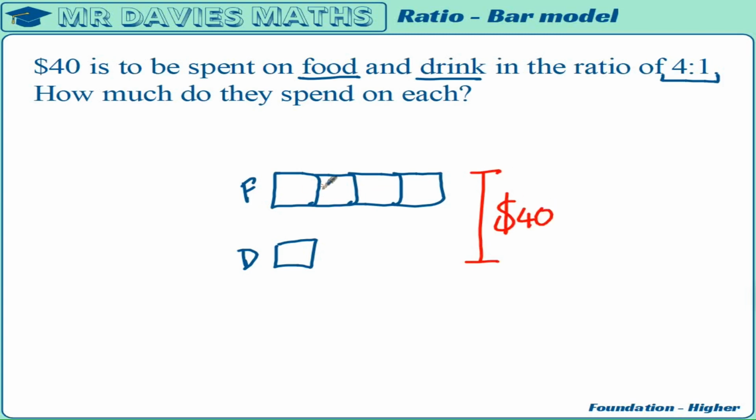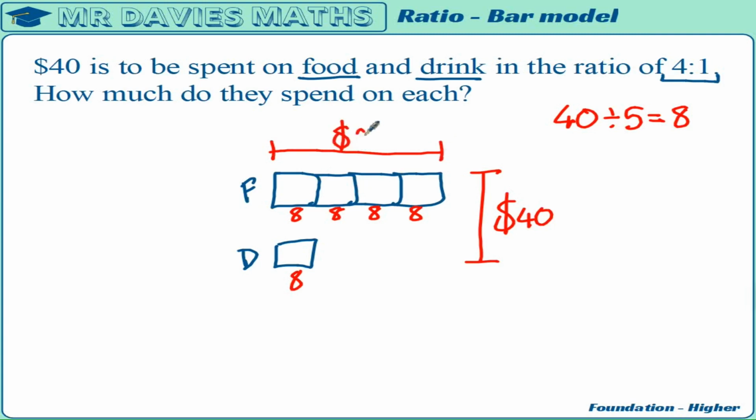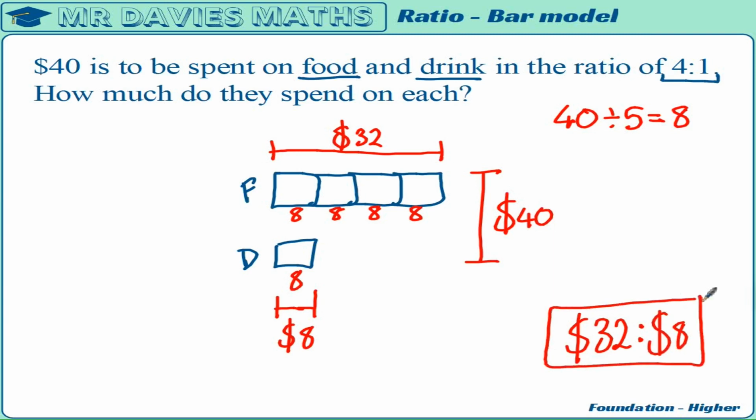So 40 shared between 1, 2, 3, 4, 5 boxes. 40 divided by 5 boxes would be 8. So I've got 8 in each box. Okay, so in total, how much did they spend on food? Well, it's 4 boxes, 8 in each one. 4 times 8 is £32. And how much they spent on drink was just 1 box, £8. So the answer is 32 to 8. There's my answer. If asked, I could figure this out as fractions as well. So there's 5 boxes and they spent 4/5 on food and 1/5 on drink.